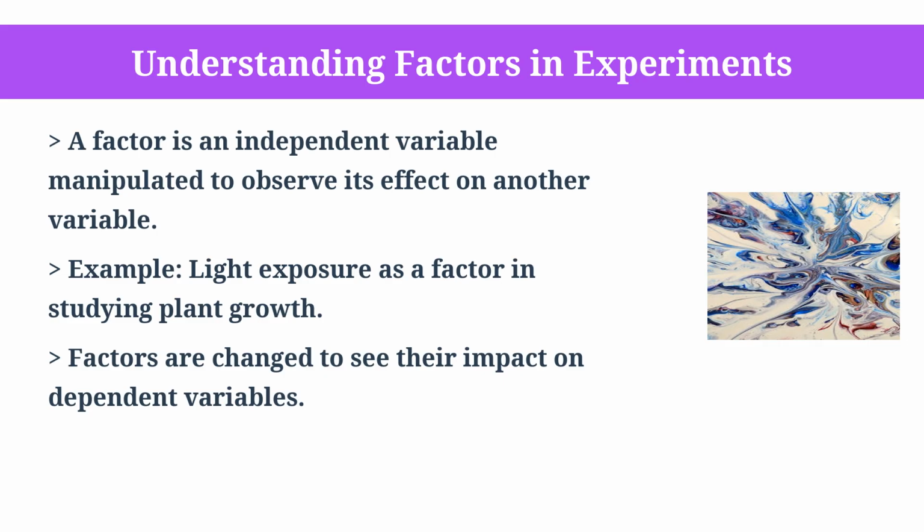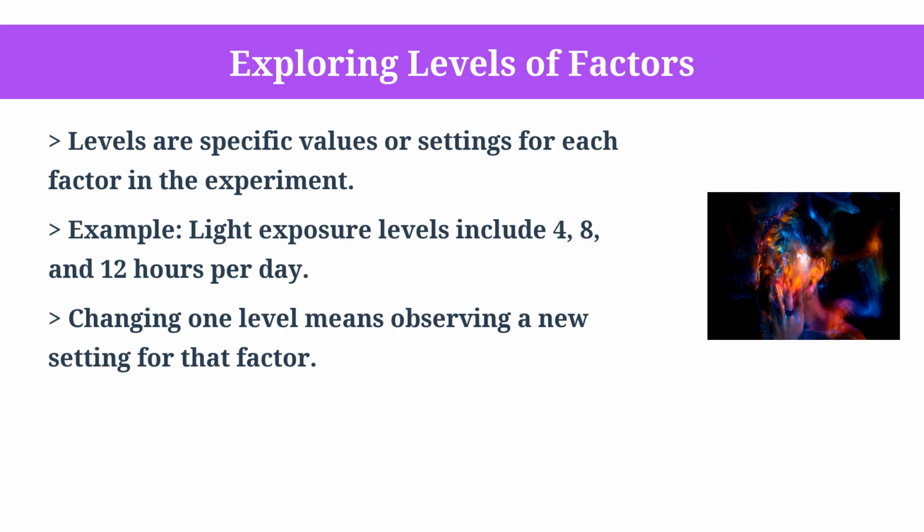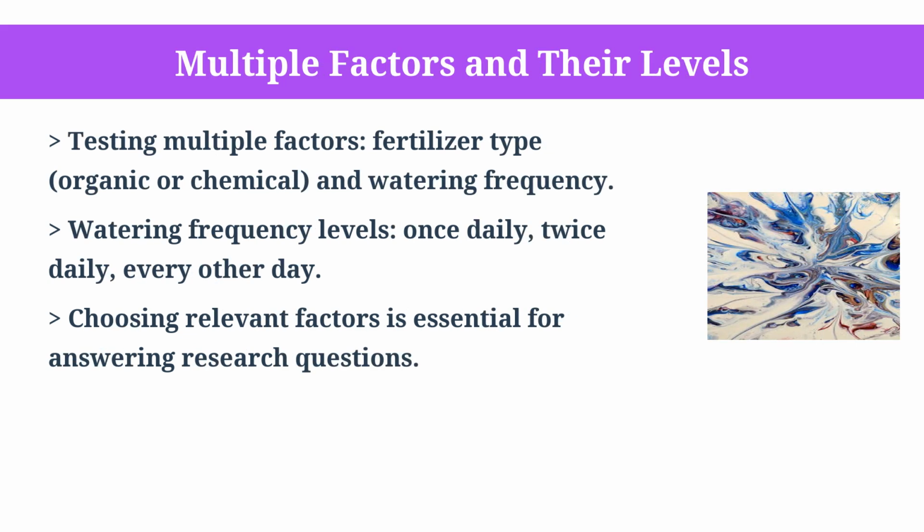Now, let's talk about levels within these factors. Levels are specific values or settings for each factor in your experiment. If we use our previous example where the factor is light exposure, its levels might include different durations such as 4 hours, 8 hours, and 12 hours per day. So every time you change one of these elements, you're looking at a new level. To break it down further, imagine you're testing two factors: type of fertilizer and watering frequency. The types of fertilizer could be organic or chemical. Those would be your levels for that factor. Watering frequency might have levels such as once daily, twice daily, and every other day.